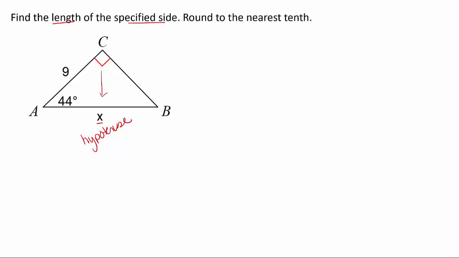Then I need to look at the angle that I'm given, and the other side that we have a number for. I don't have a number over here, so I'm not going to worry about that side. But this side's relationship to this angle is that it is adjacent. And so I have to think which trig function that we had earlier actually has adjacent and hypotenuse in its formula. So that would be cosine of theta is equal to adjacent over hypotenuse.